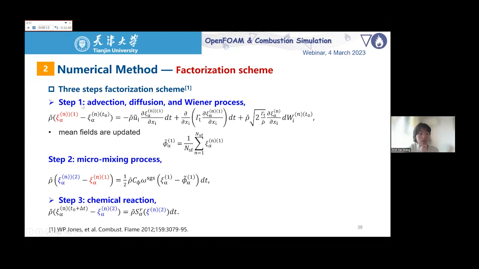Professor Jones proposed three steps to solve it. The first is to integrate the stochastic field through convection and diffusion in the explicit method, and also the integration of the Wiener term in the implicit method. These two terms are integrated in the explicit method, and the Wiener term is integrated in the implicit method. And then the mean field is updated after the stochastic field is obtained.